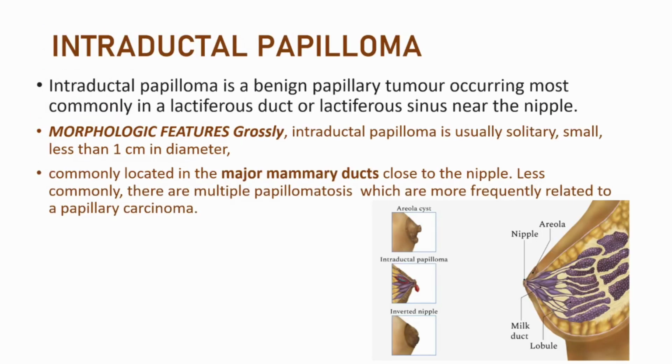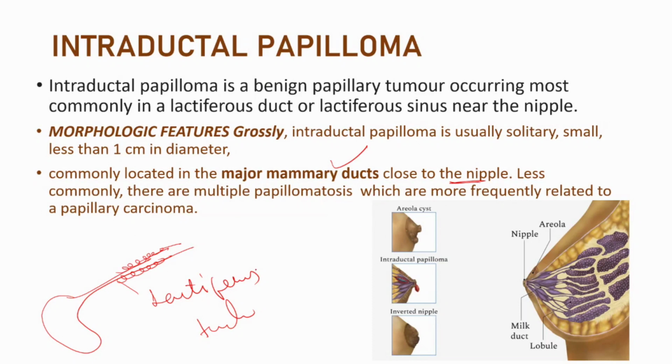I'll try to show you this intraductal papilloma. These are mainly present near the nipple areas. Intraductal papillomas are benign papillary tumors occurring usually in lactiferous ducts. Just now I told you the lobes are leading to lactiferous tubules, and this lactiferous tubule is leading to the nipple. The tumors seen in these tubules are intraductal papillomas. These are usually solitary, small, and less than 1 centimeter in diameter, commonly located in major mammillary ducts close to the nipple. They are very close to the nipple.